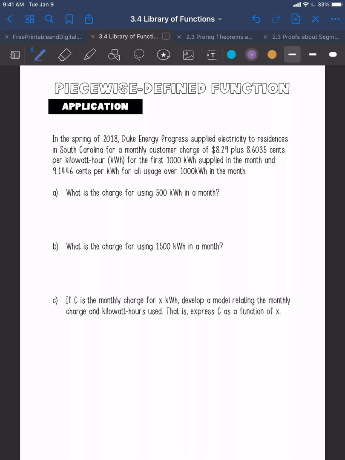Well, for up to 1,000, we pay $8.29 plus 8.6 cents per kilowatt hour. So we're going to pay the $8.29 plus, now be careful, the wording says 8.6 cents. We got to go back 2 decimal places. So 0.086035 per kilowatt hour. So we're going to multiply by 500. And when you plug that into your calculator, you get a total cost of $51.31.